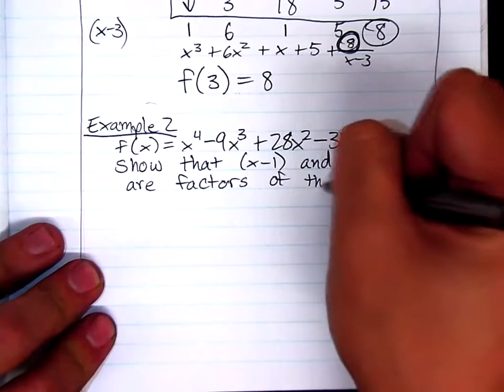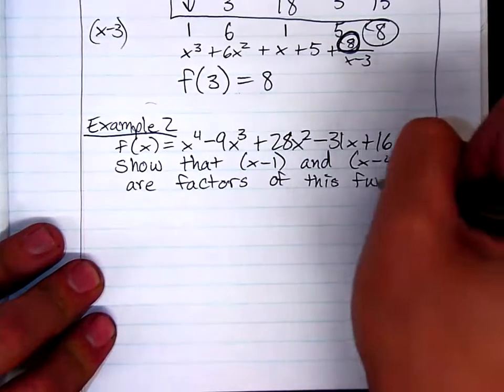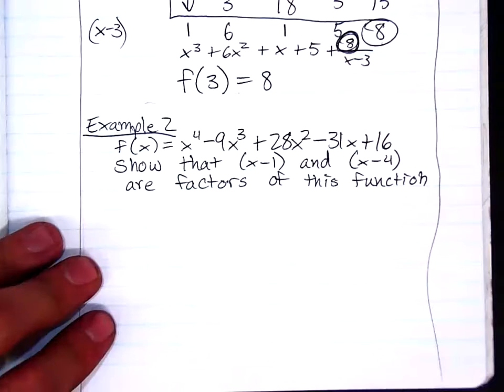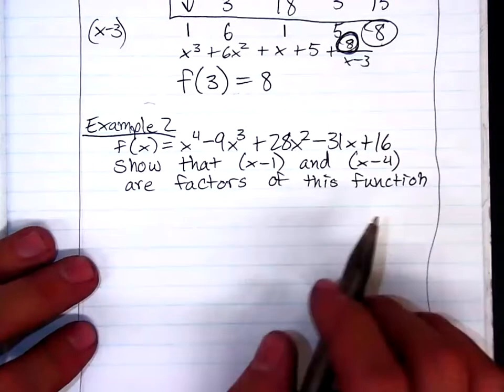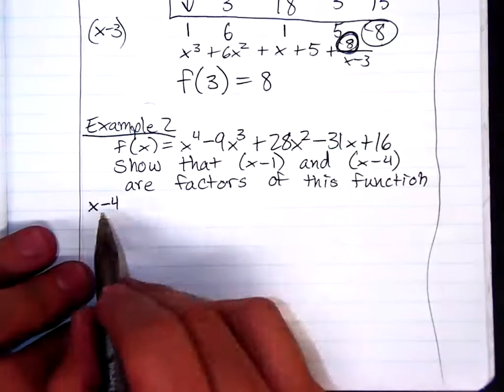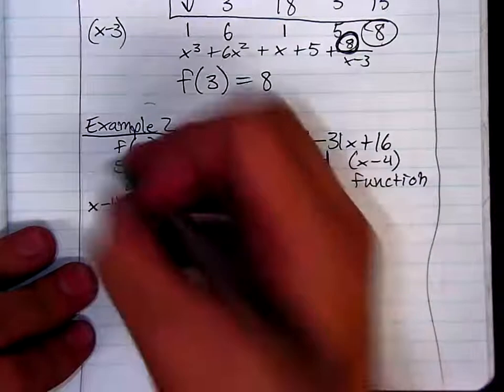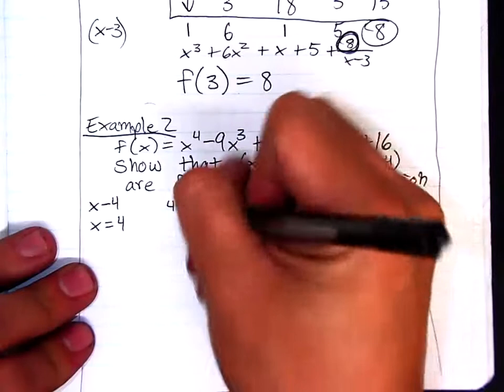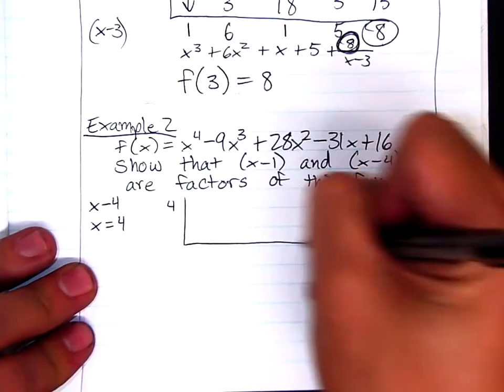Okay, so you can actually start with either one, it doesn't matter. I'm going to go ahead and start with x minus 4. So remember, when you're using synthetic division, you want to check when it's equal to 0. So in this case, I'm going to use x equals 4. So here's my 4. Let's set up our synthetic division.